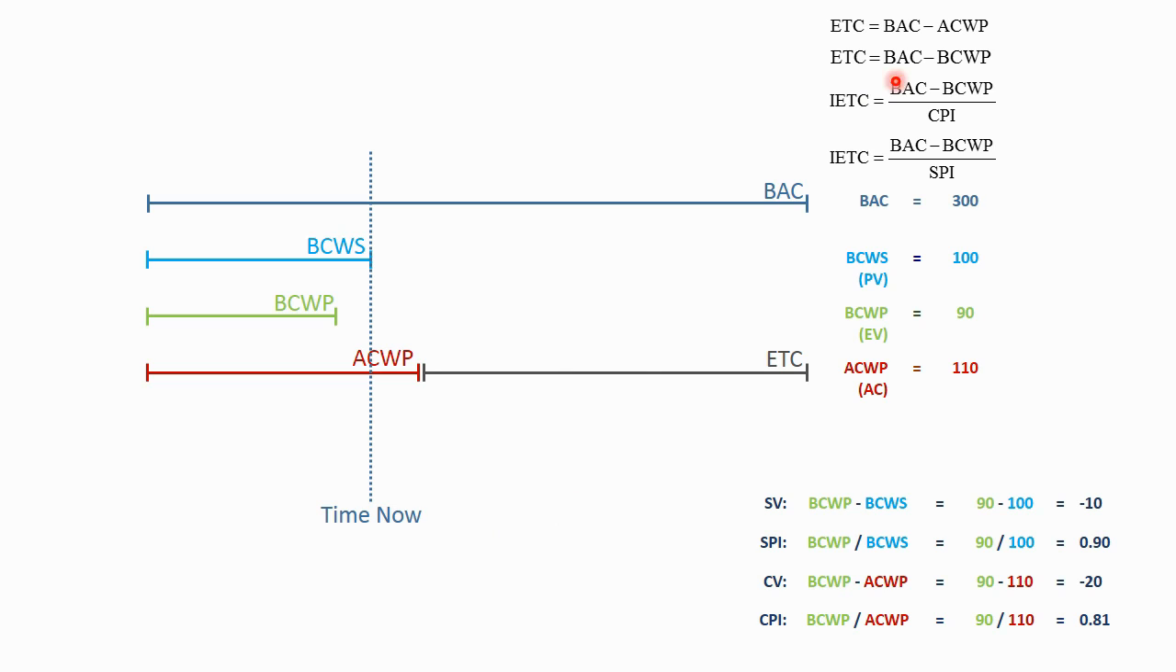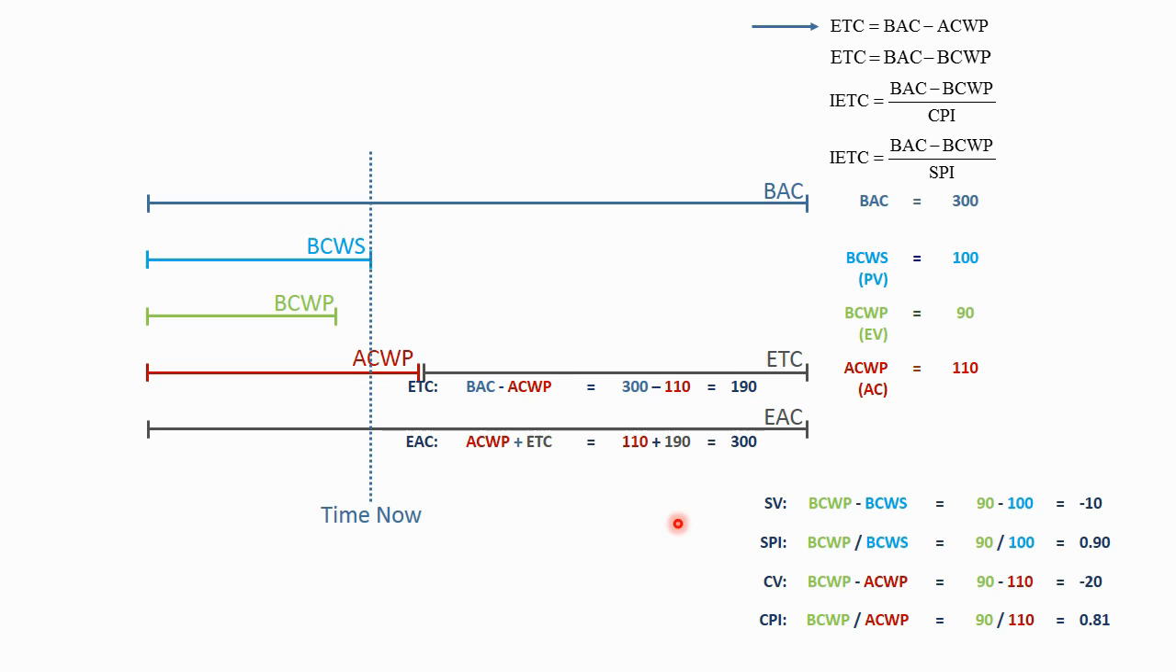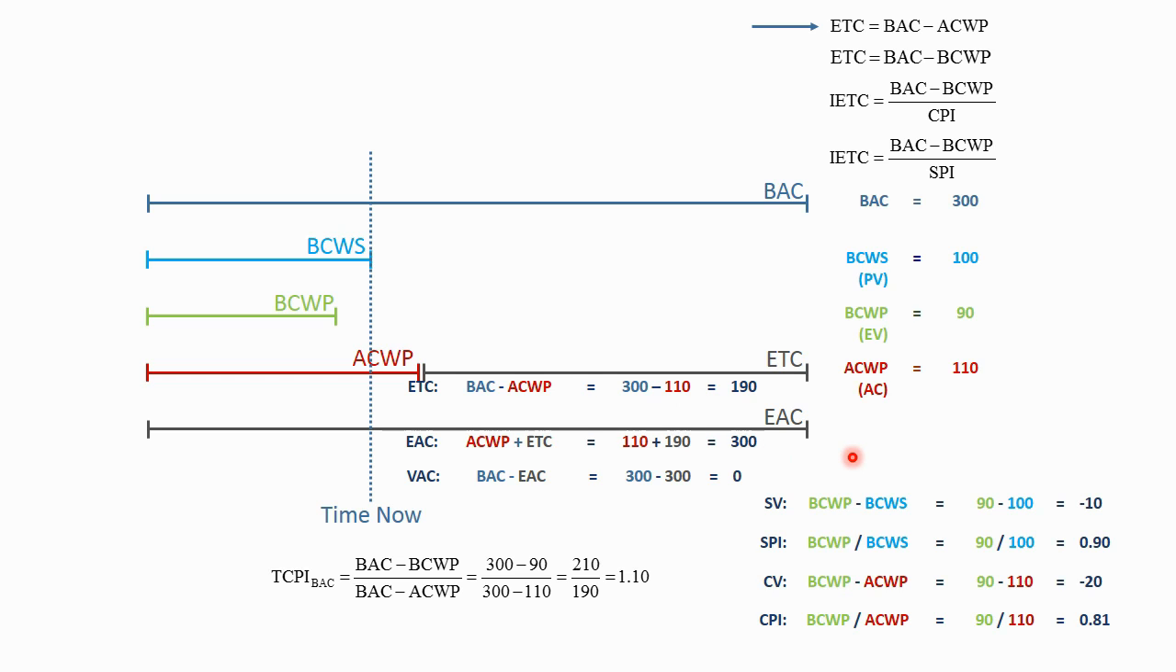So the estimate to complete based on the simple formula is the budget minus the actual cost. 300 hours of budget minus 110 hours spent is 190 hours. The estimate at complete is you just add the actuals back to the estimate to complete. 110 hours of actuals plus 190 hours of ETC is 300 hours. And here the variance is obviously 0.